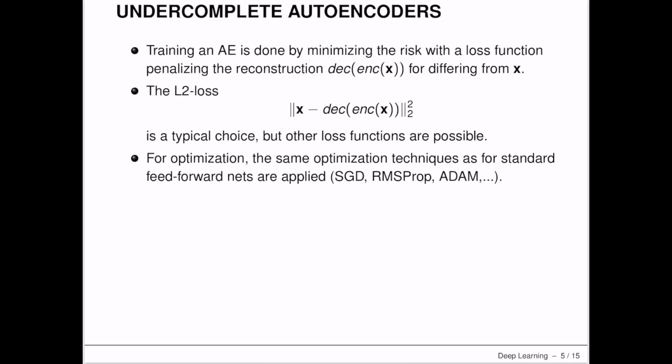For optimization, we can also use the same optimization techniques that we have used before, for example, for feed-forward neural networks or convolutional networks or recurrent neural networks. That is, we could use stochastic gradient descent or its variants like RMSprop or ADAM.